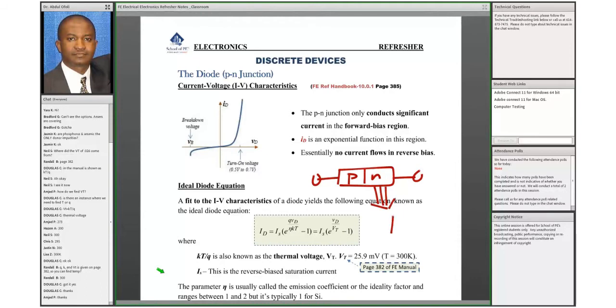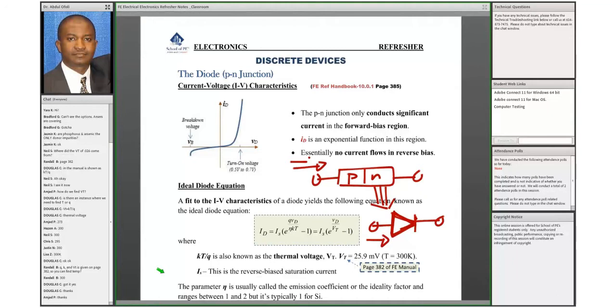The symbol for this looks like that. Okay, the symbol for the diode looks like that. So the P side is the flat side, and then the N side is the pointed side. And since we know that when it's forward bias, current flows in this direction, you know that current can only flow in the diode in this direction, and current cannot flow in the opposite direction. Okay, so this is the PN, which is our diode.